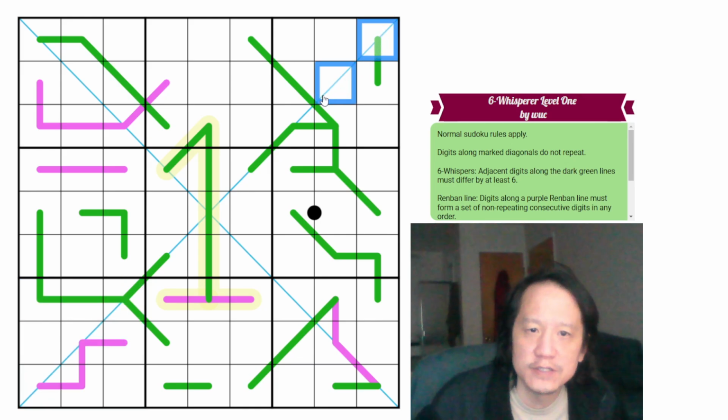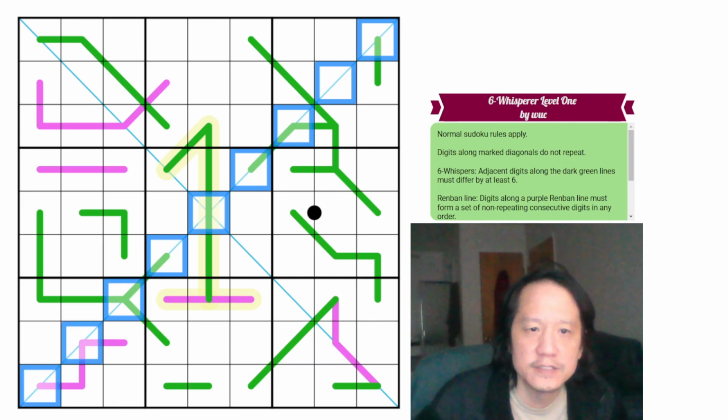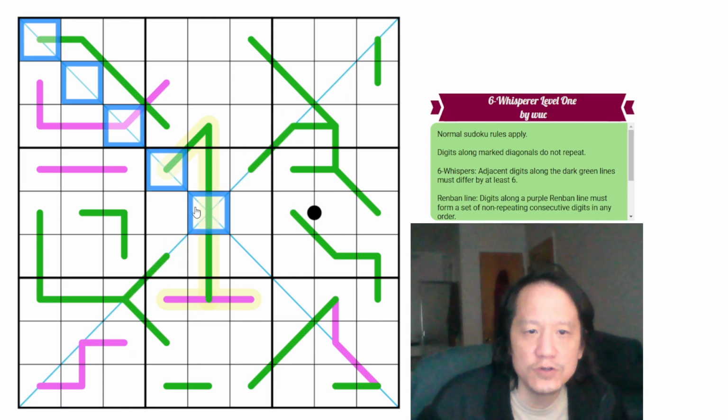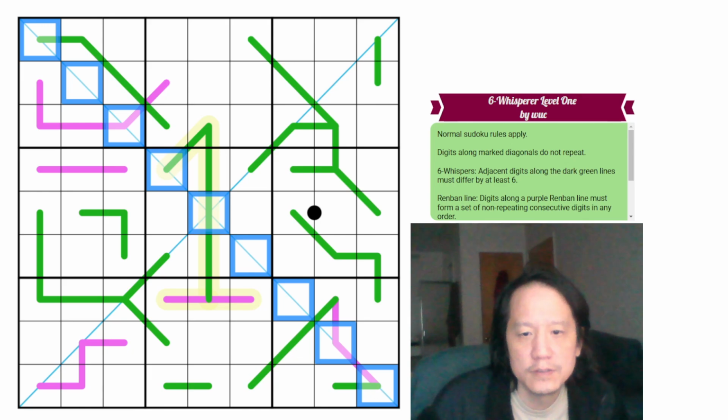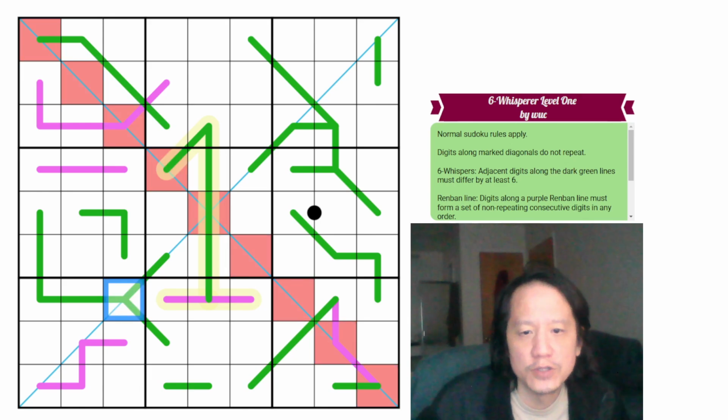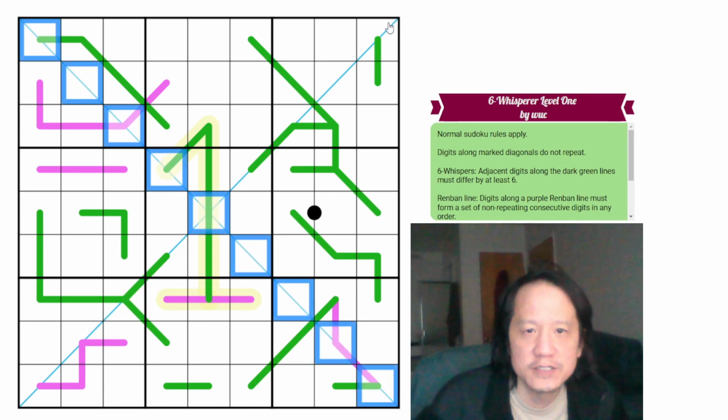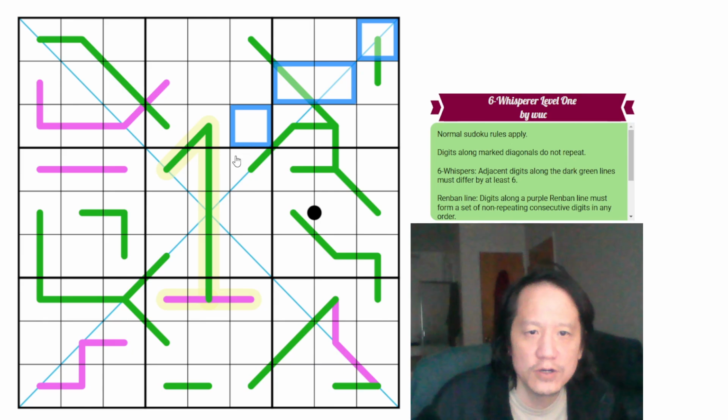So that means the digits along this diagonal, these 9 cells, and the digits along this diagonal, these 9 cells, do not repeat. So they do not repeat on the positive diagonal, which is this one here, and the negative diagonal.